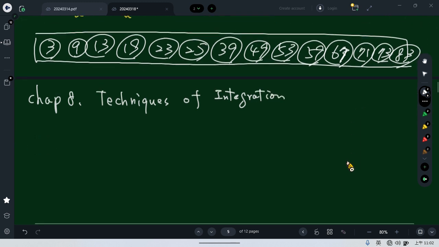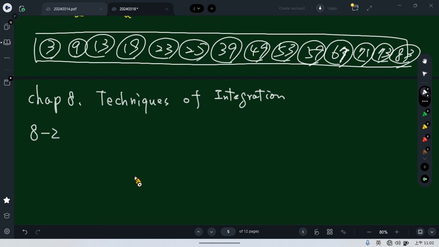Section 1 we already learned, because section 1 is talking about substitution. Last semester we learned how to integrate some functions by using the substitution technique, right? So this semester in chapter 8, we will skip that part. But that doesn't mean it is not important, because you already learned it.